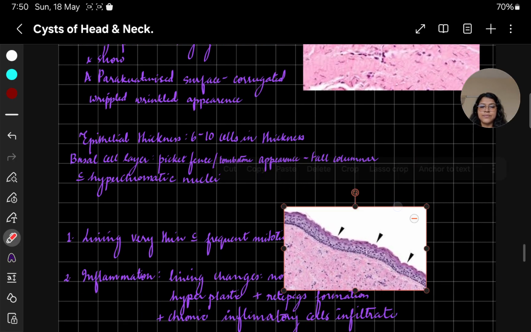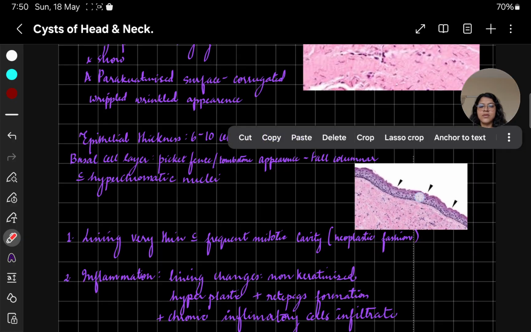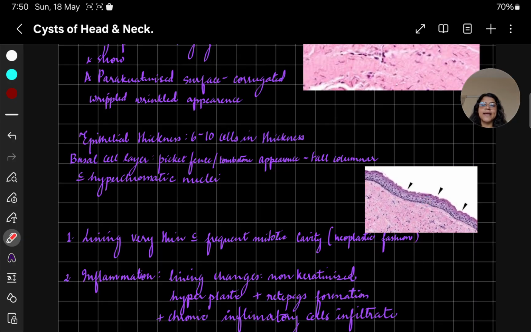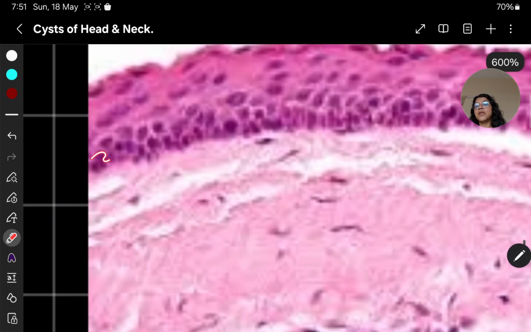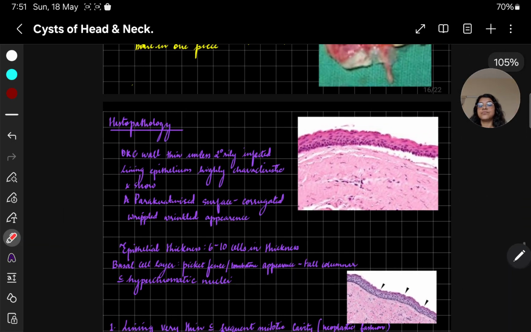Basal cell layer has a picket fence appearance. If you see in here, the picket fence appearance will be this. So the basal cells have a picket fence appearance. It's also known as a tombstone appearance. Picket fence or tombstone. The tombstone has this design: tall columnar and hyperchromatic nuclei. There is hyperchromatic nuclei.